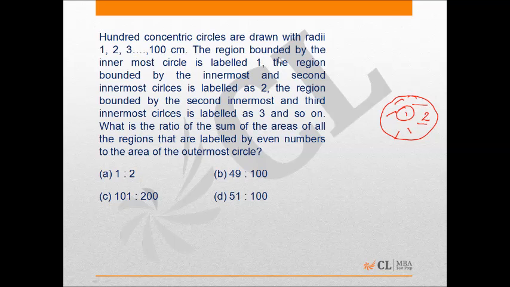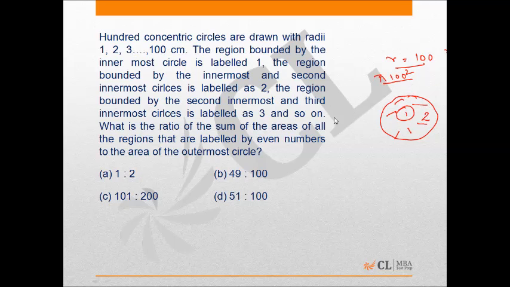Now in this question, we have to calculate the ratio of the sum of areas of all the regions that are labeled by even numbers to the area of the outermost circle. So we need to sum the areas of the even numbered regions and the outermost circle. For calculating the area of the outermost circle, it's very simple. We know the radius for the outermost circle is 100, and we can calculate the area as pi 100 square.